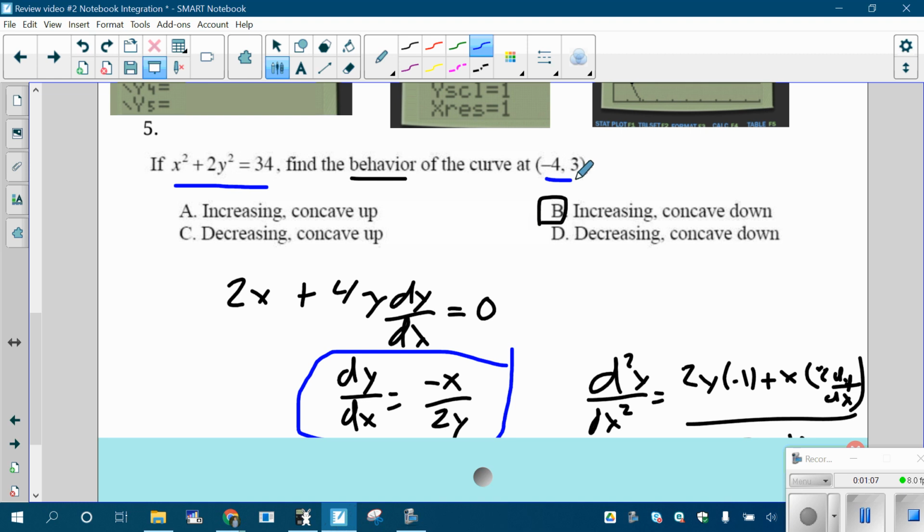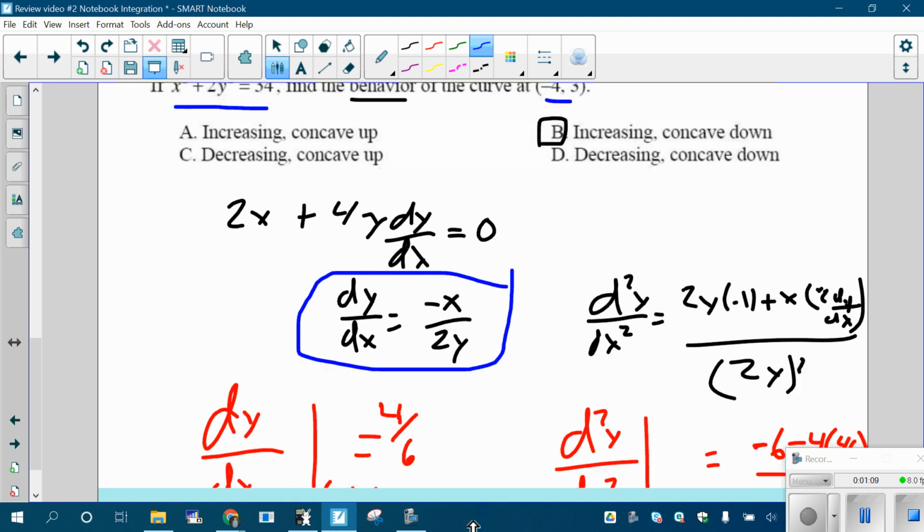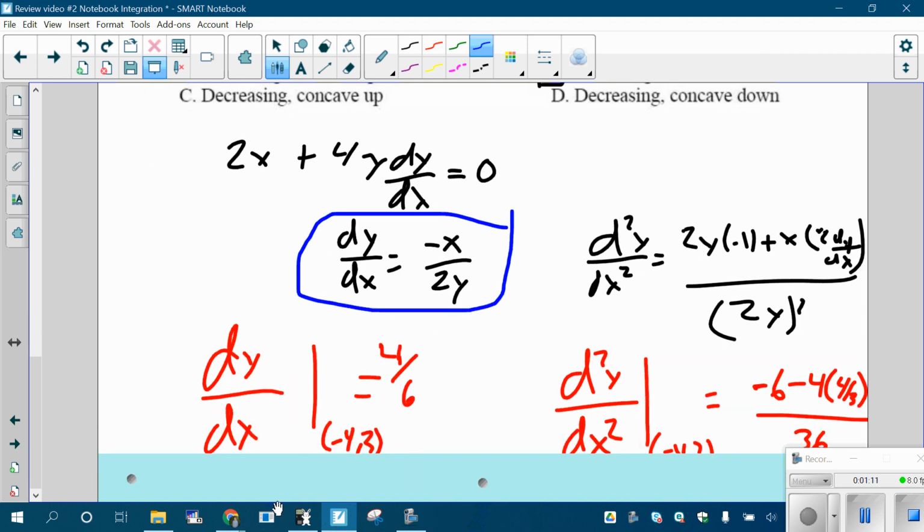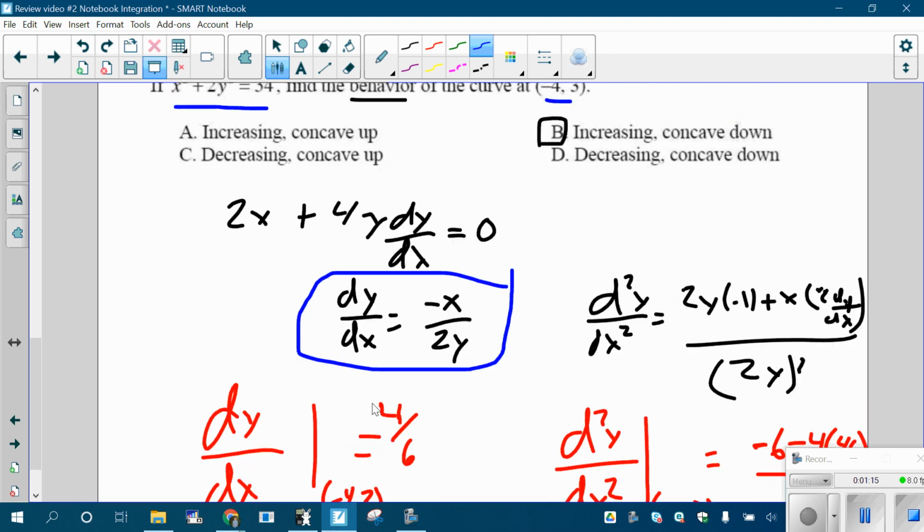I can plug in (-4, 3) into dy/dx, and I get out 4/6, which means my first derivative is positive, my function's increasing. These two are out of here.